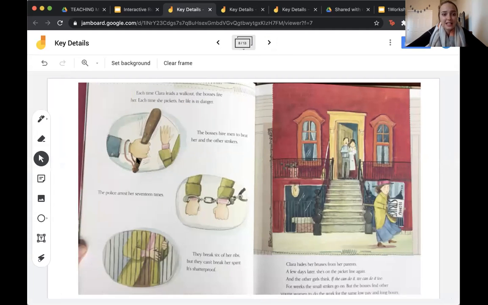Each time Clara leads a walkout, the bosses fire her. Each time she pickets, her life is in danger. The bosses hire men to beat her and other strikers. The police arrest her 17 times. They break 6 of her ribs, but they can't break her spirit. It's shatterproof. Clara hides her bruises from her parents. A few days later, she's on the picket line again. And the other girls think, if she can do it, we can do it too. For weeks, the small strikes go on, but the bosses find other young women to do the work for the same low pay and long hours.